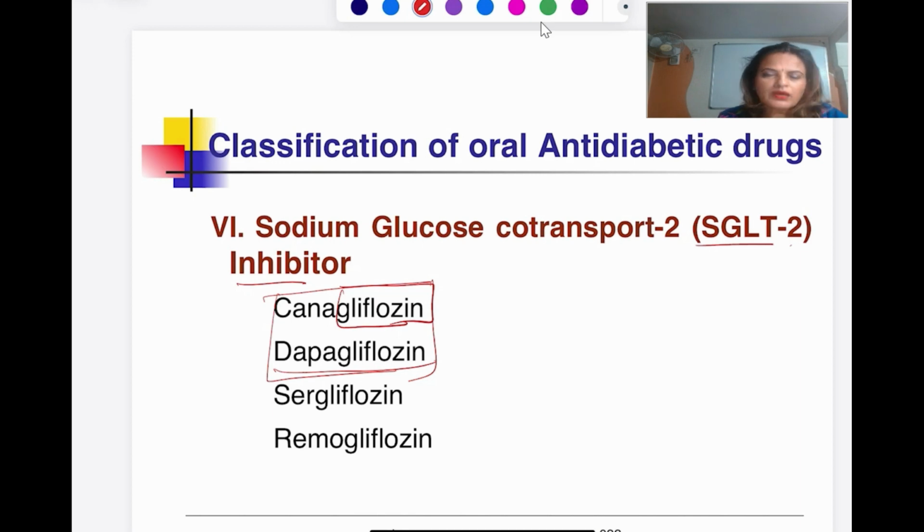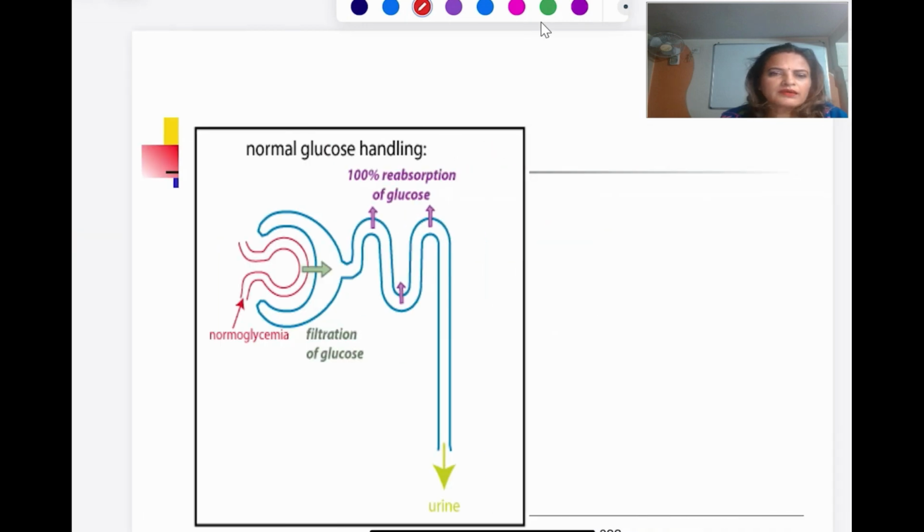This is a newer drug. So how does this group of drugs act? Where is SGLT2 present? Normally what happens in the nephron: the glucose that is filtered, in the PCT, 100% of the glucose gets reabsorbed with the help of SGLT2.